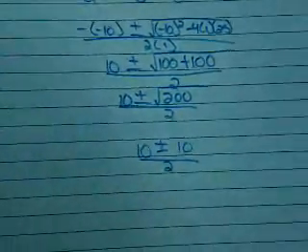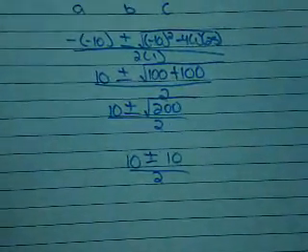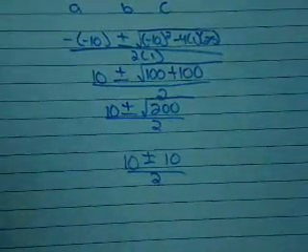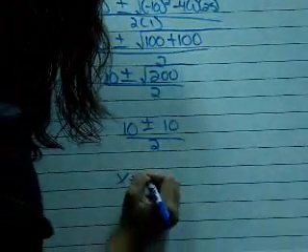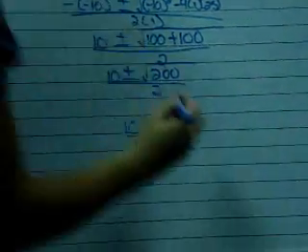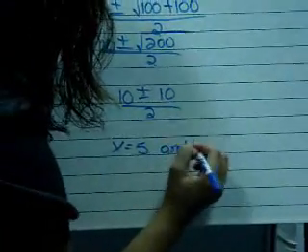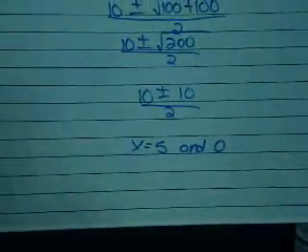And now, to find the answer, we'll have to do 10 plus 10 over 2, and that gives us 5. And then 10 minus 10 over 2 gives us 0. So we have two answers for this problem, and that's 5 and 0. Now let's do one more problem using the quadratic formula.